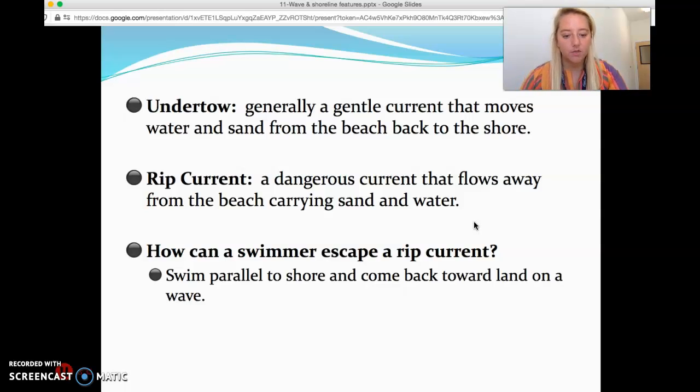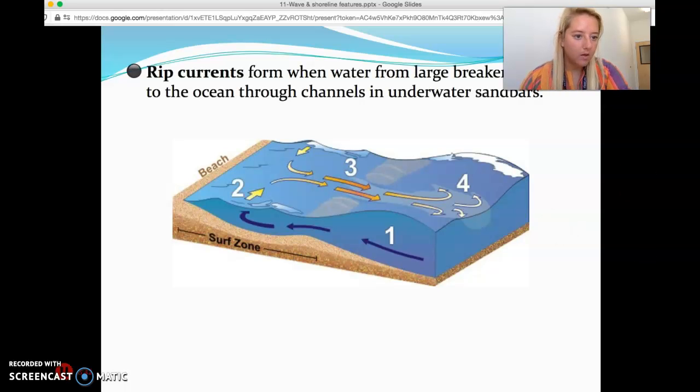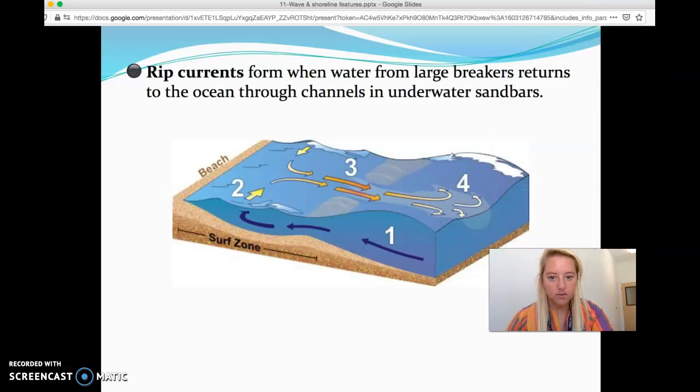But anyways, it is possible to escape a rip current, though if you are not a good swimmer, you should really pay attention to when they are bad. They're signaled by a red flag on a lifeguard stand. There again is your picture. And our definition of a rip current is: forms when water from large breakers returns to the ocean through channels and underwater sandbars.